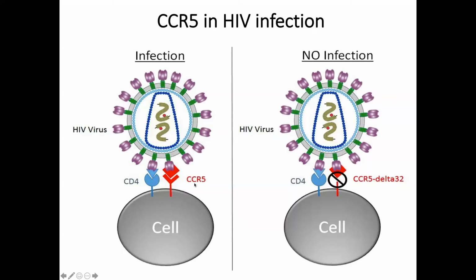Interestingly, there is a naturally existing deletion form of CCR5 named CCR5 delta 32. This deletion form of CCR5 can prevent the entry of the HIV virus. Therefore, even though HIV can enter these people's bodies, it cannot infect their CD4 positive T cells. In the European population, about 1% of the people have this mutation.